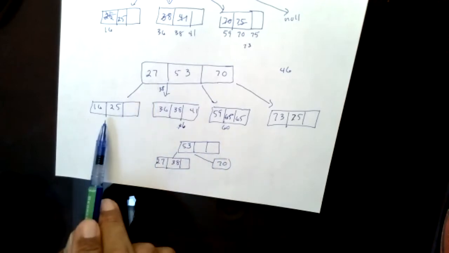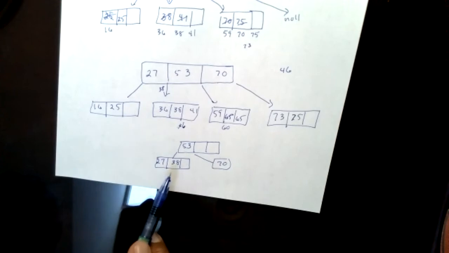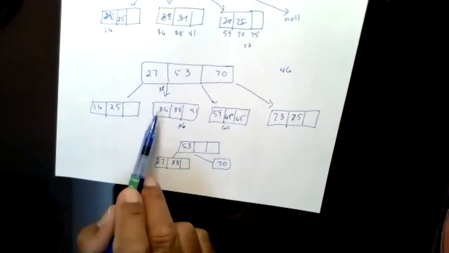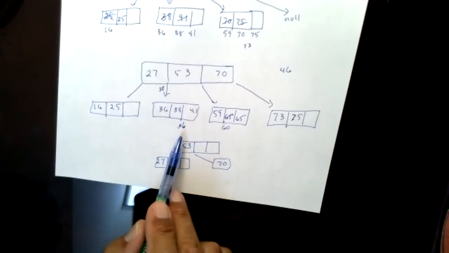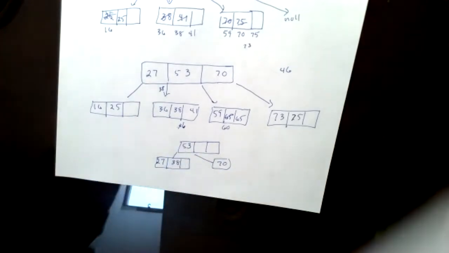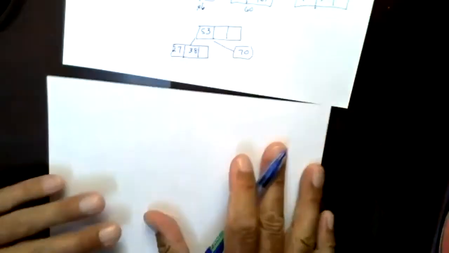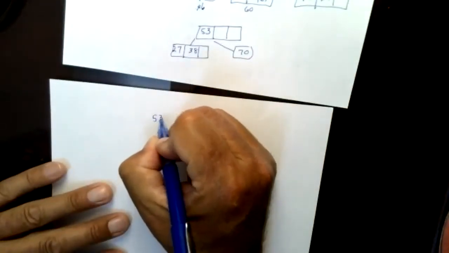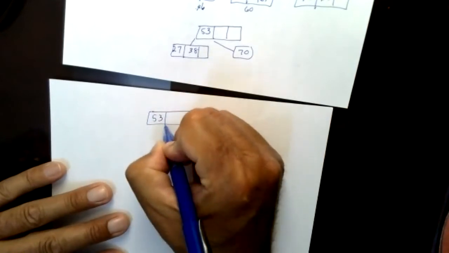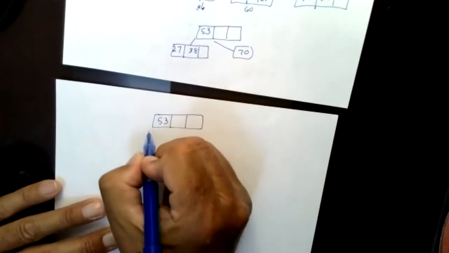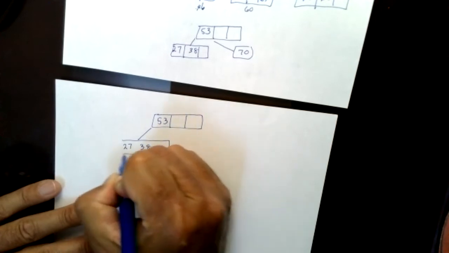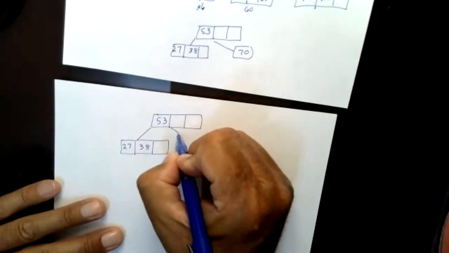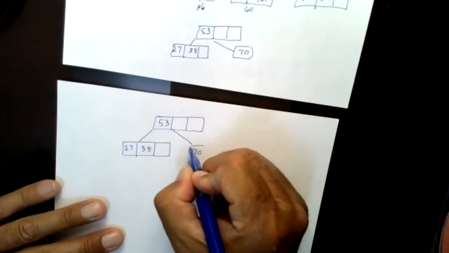Now to the left of 27 is going to be what was here before. Between 27 and 38 is going to be this 36. To the right of 38 will be the 41 and 46. So let me grab another piece of paper. So right now 53 is king of the hill. Okay, to the left of 53 is the 27 and the 38. To the right of 53 is the 70.